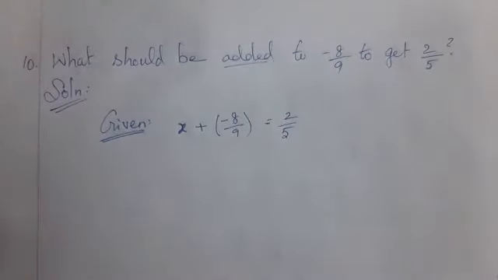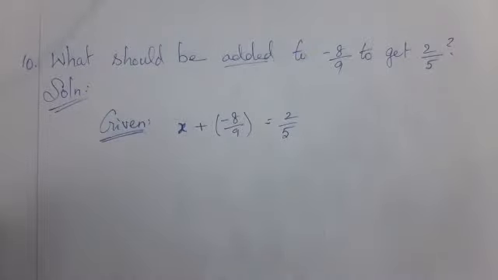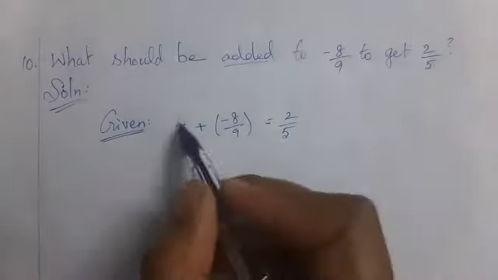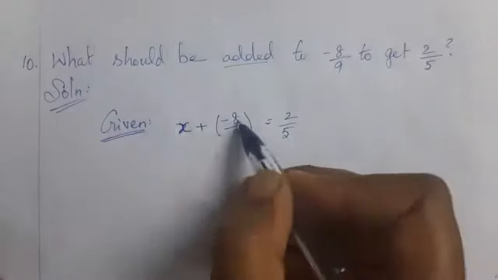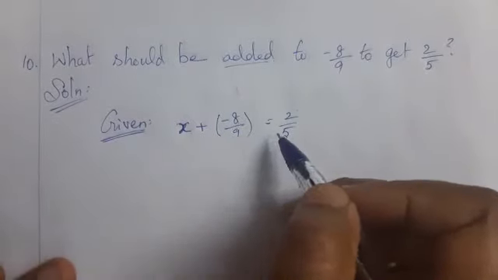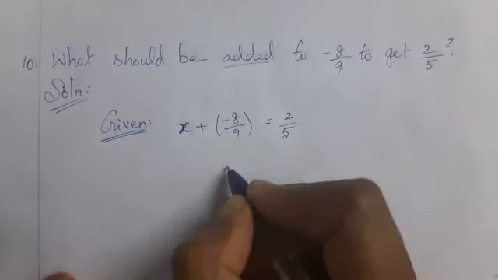Once again, read the question carefully. What should be added? What are you going to add to minus 8 by 9 to get the result, which is 2 by 5? What should be added, that you don't know, you take it as x. x added to minus 8 by 9 is equal to 2 by 5. For this, our aim is to find the value of x.